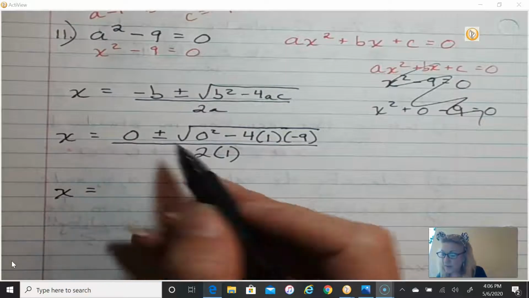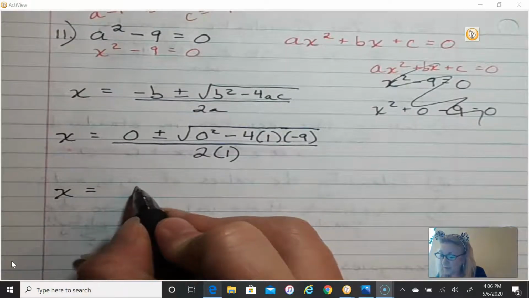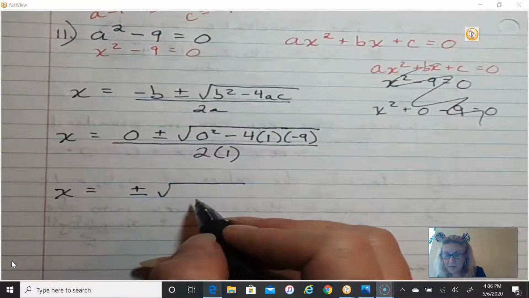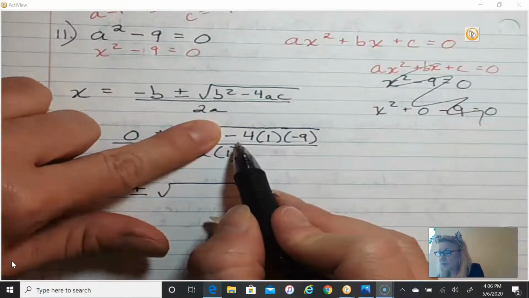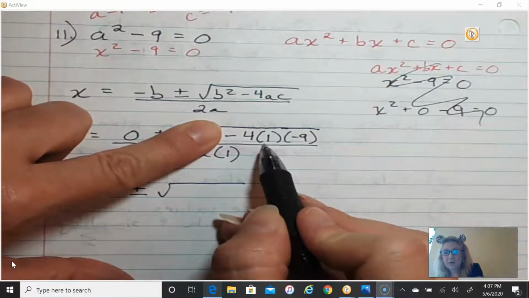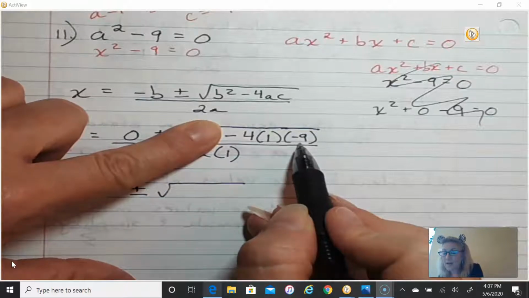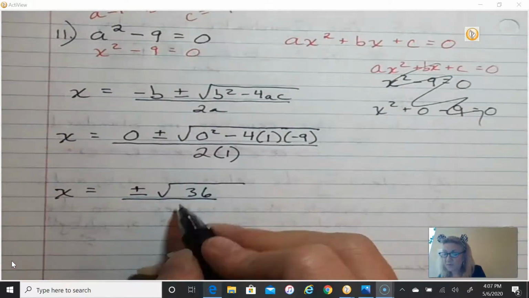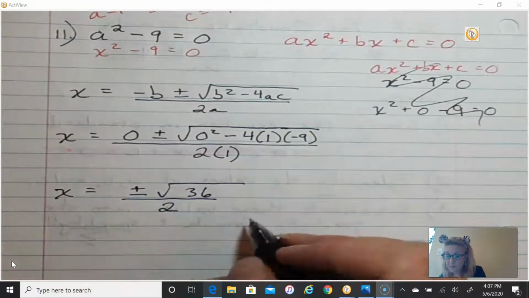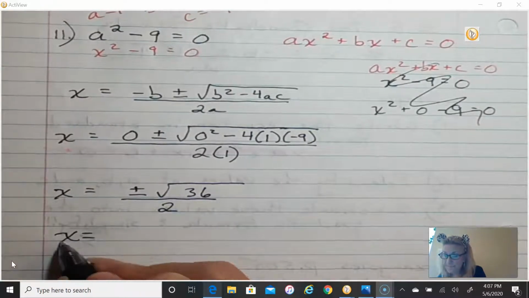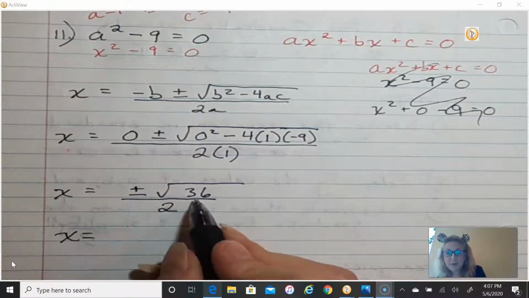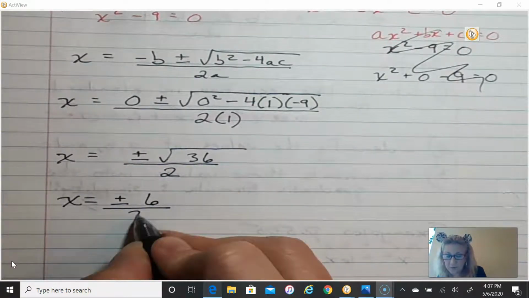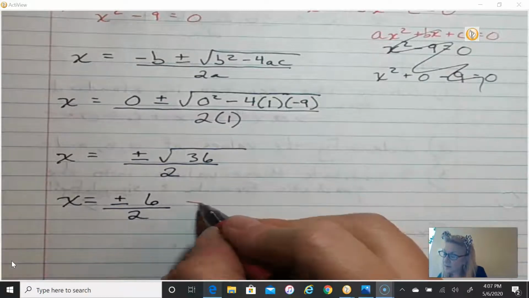Okay, so there's nothing here, so I'm just going to leave that 0 out. 0 squared is 0. I don't even need to worry about that anymore, right? So now we do negative 4 times 1, which is negative 4. So negative 4 times negative 9 is a positive 36. What is 2 times 1? 2. All right? What is the square root of 36? 6. So plus minus 6 over 2. All right, you got to do those arrows.